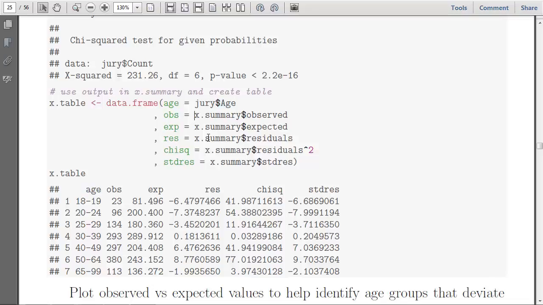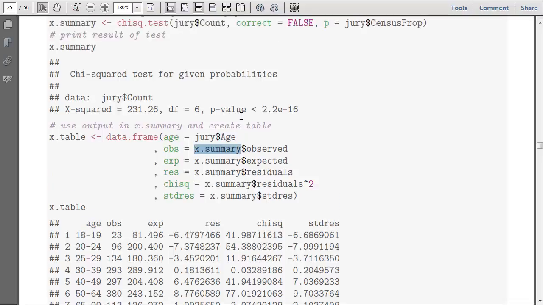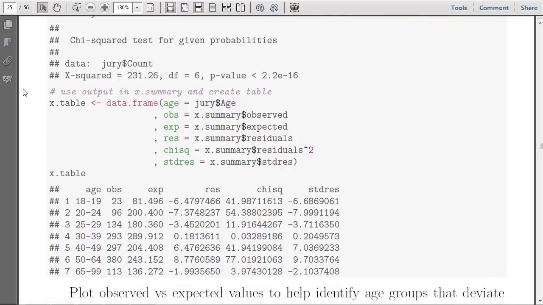And then the rest of the columns are from the summary object that comes from using the chi-square.test function. So we have our observed frequencies. That came from the data as well, but it's saved in the x.summary object as observed. We also have our expected frequencies, and it's from those that we could calculate the residuals. But the residuals are already calculated for us. So there's the residuals. Here's the residuals squared, which I'm calling chi-square here.